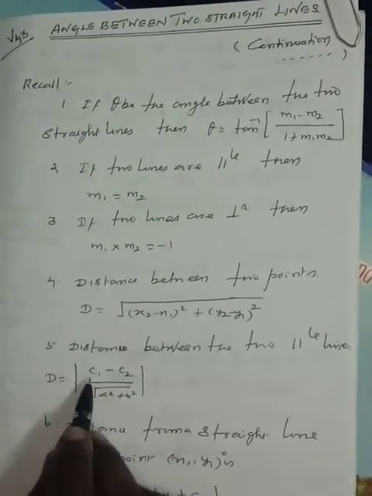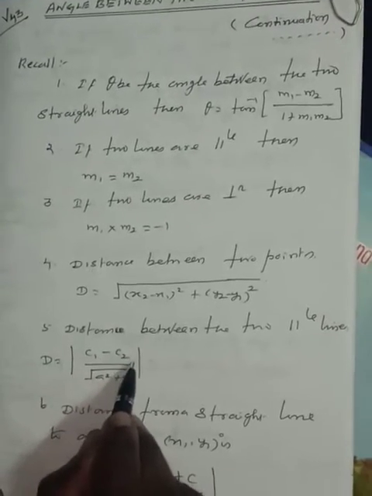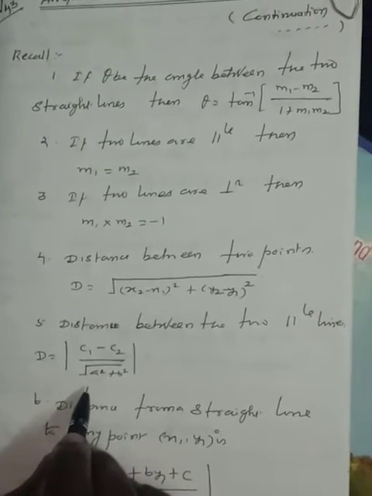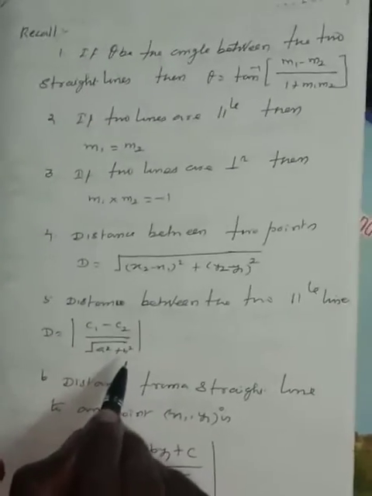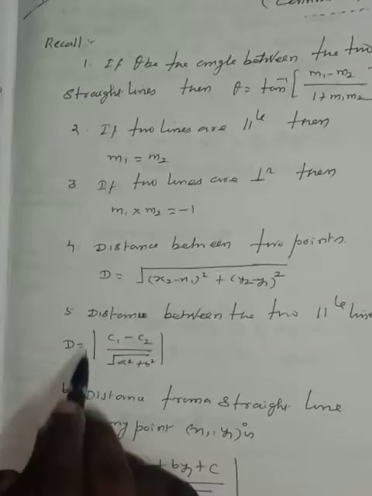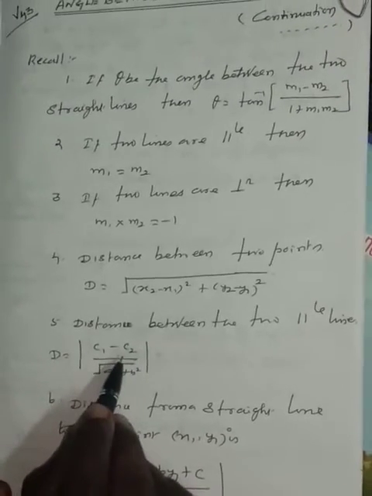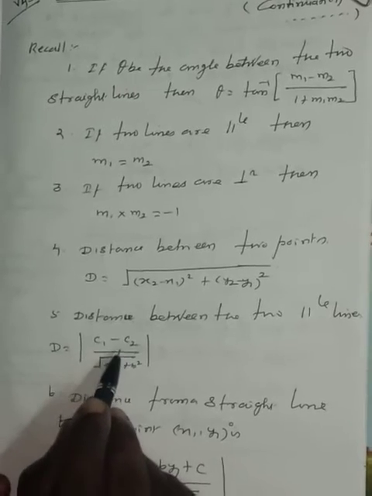modulus of c1 minus c2, constant 1 minus constant 2, divided by the square root of coefficient of x term whole square plus coefficient of y term whole square. The modulus is mentioned because if we get negative numbers, we have to take the positive value only.